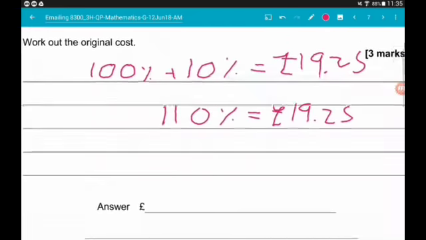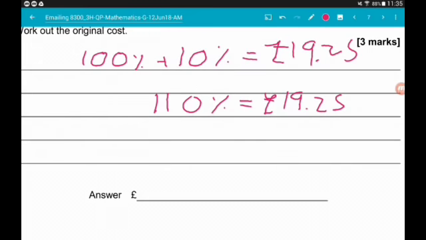Now what we want to do, we want to get from 110% back to 100%. So the way to do this is to think of a percentage that goes nicely into 110, that is also going to go nicely into 100. So that would be 10%.